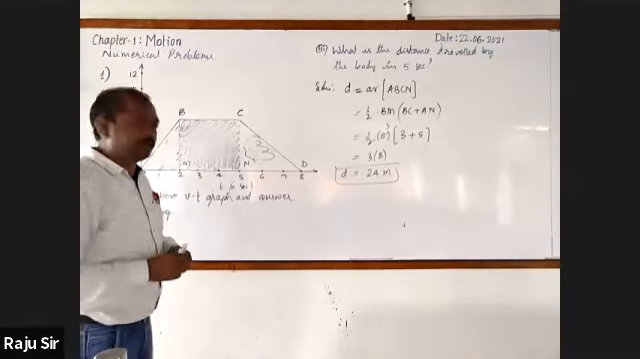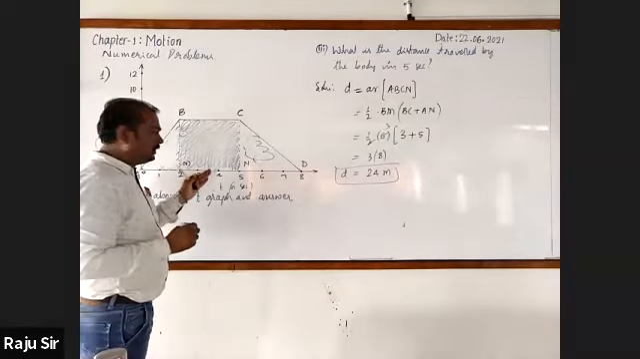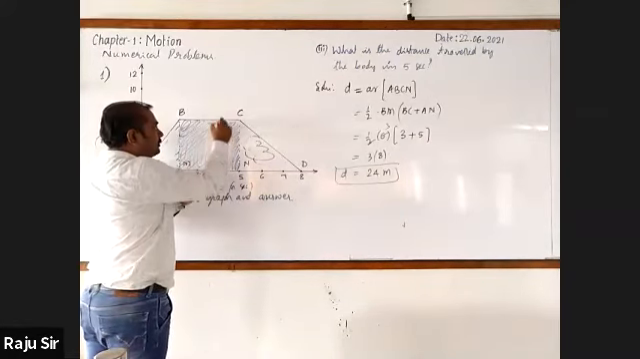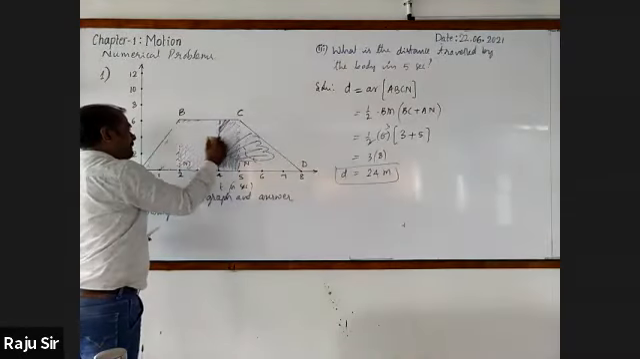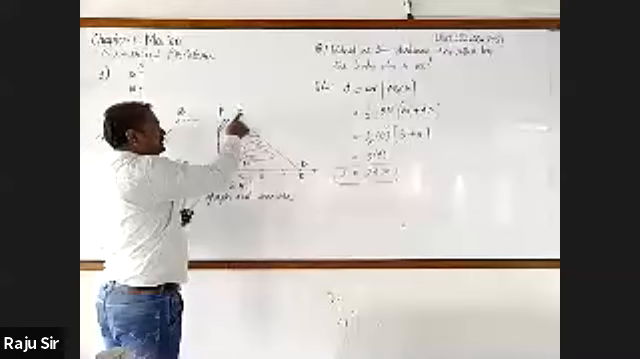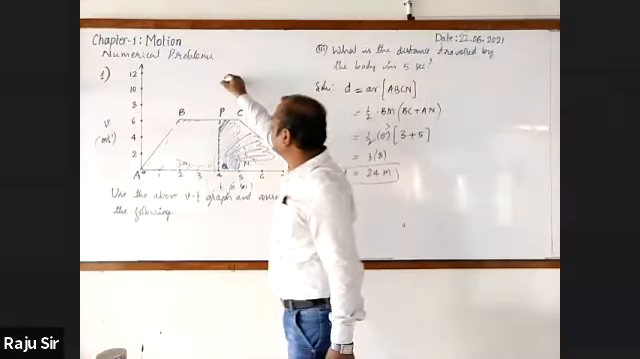Not only this, even they may ask you the question like this. What is the distance traveled by the body from 4 seconds to 8 seconds? New trapezium. That new trapezium is PCDQ, with Q on the top. It will be a new trapezium. With the new trapezium, you can find out the distance.